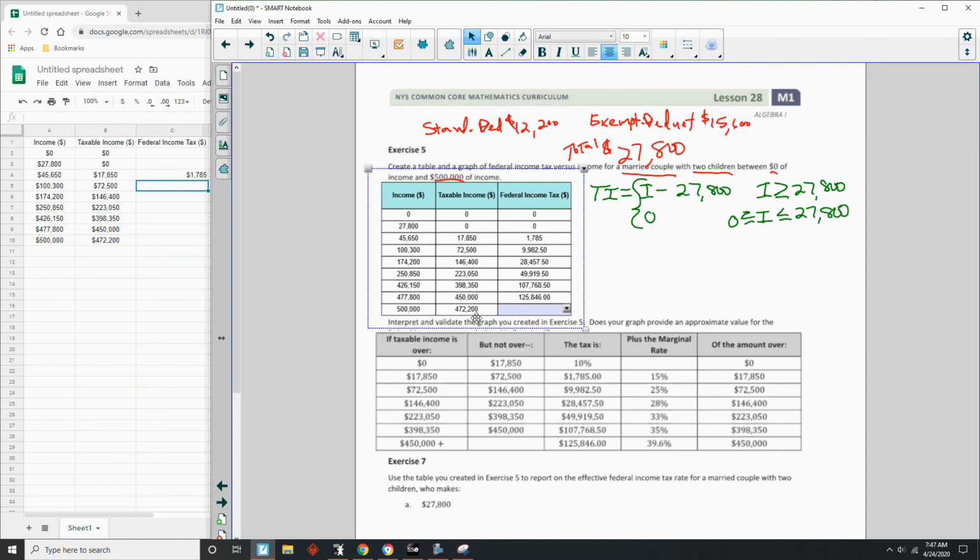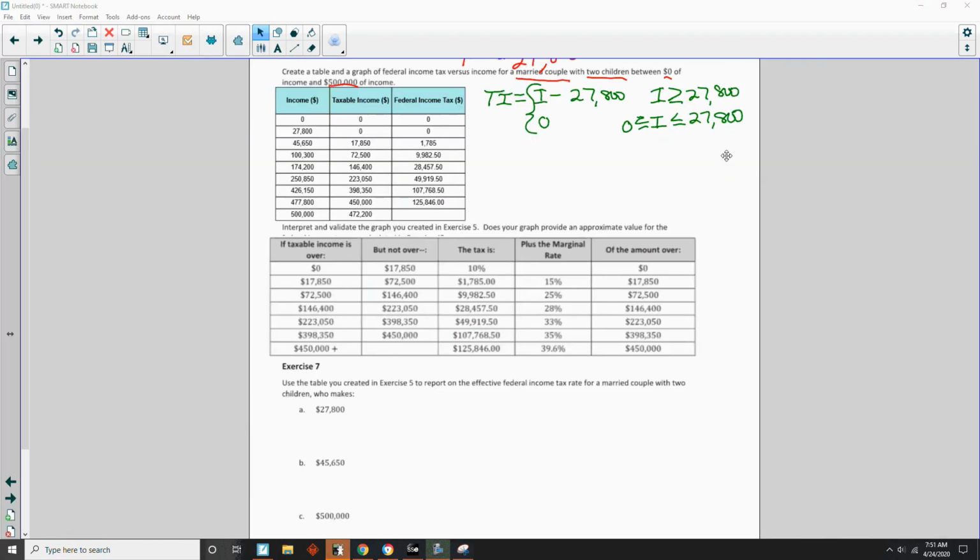Taxable income is 472,200. Okay, so since this table says 450,000 and more plus, then we will just put that amount in here as well. 125, comma, 846.00. Okay, so there's our table.